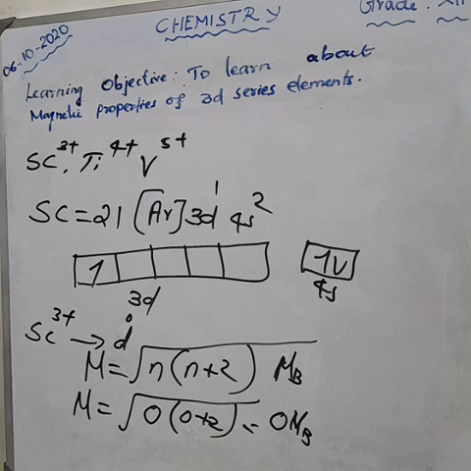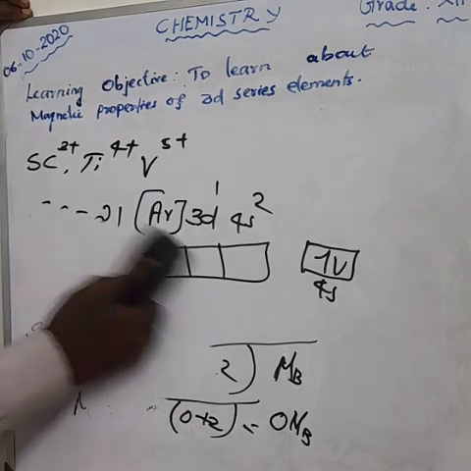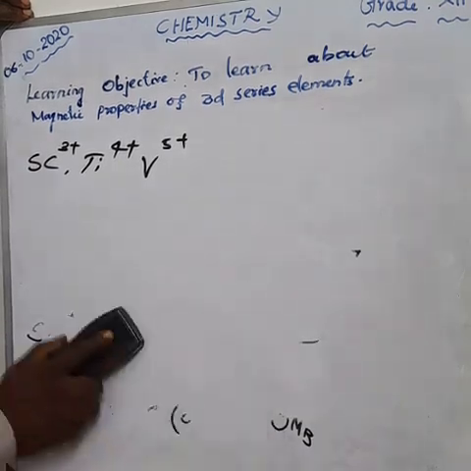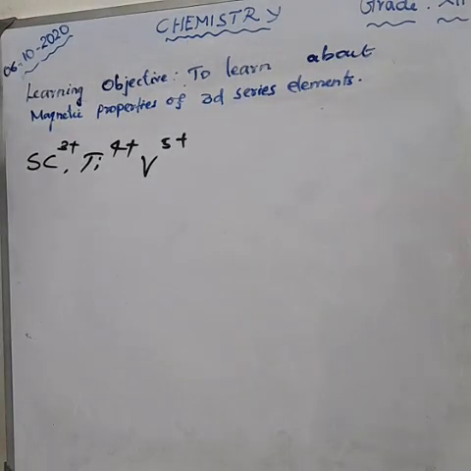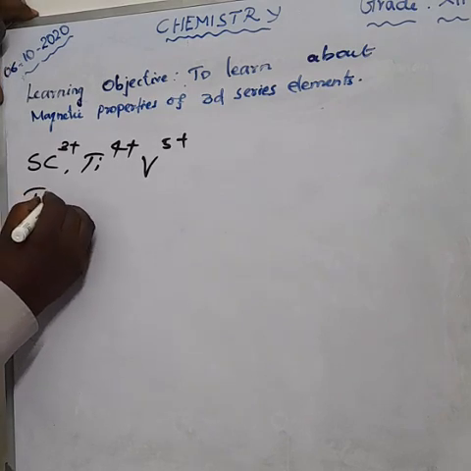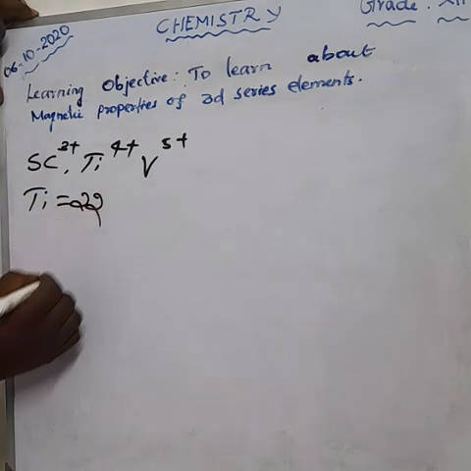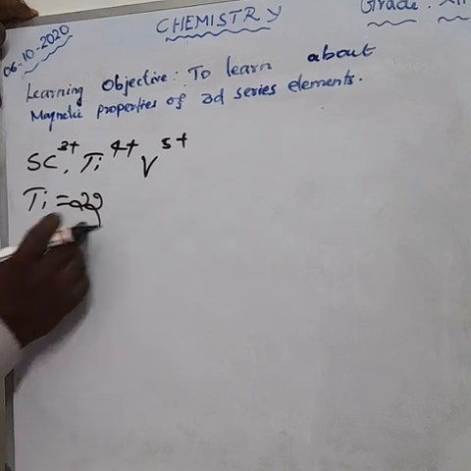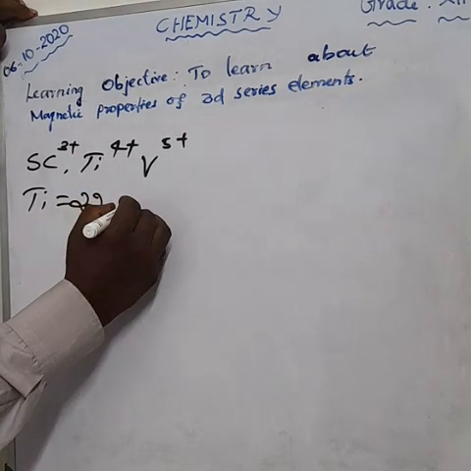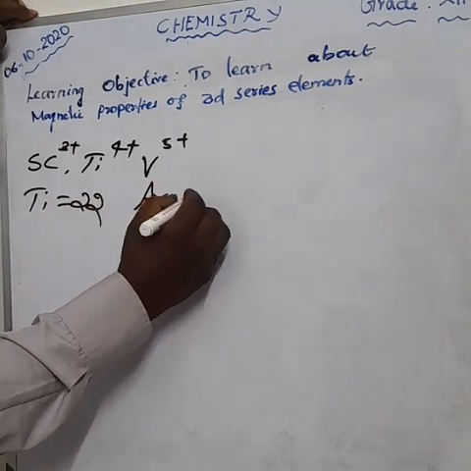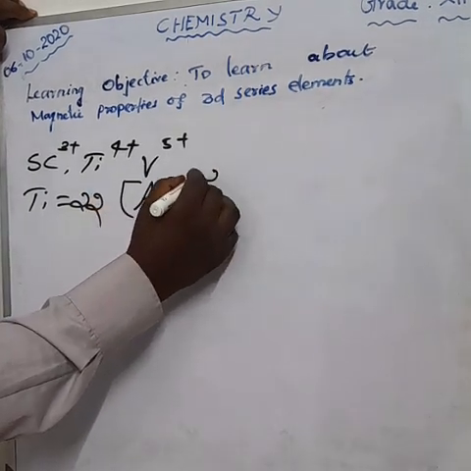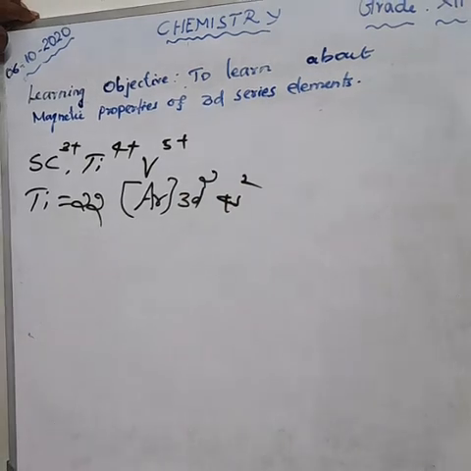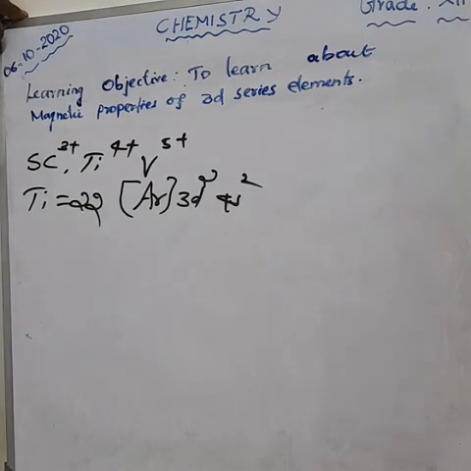Okay. Next about titanium. This is another one-word question. Titanium, the atomic number is 22. So what is the electronic configuration of titanium? Argon 3d2 4s2. Clear? Argon 3d2 4s2.